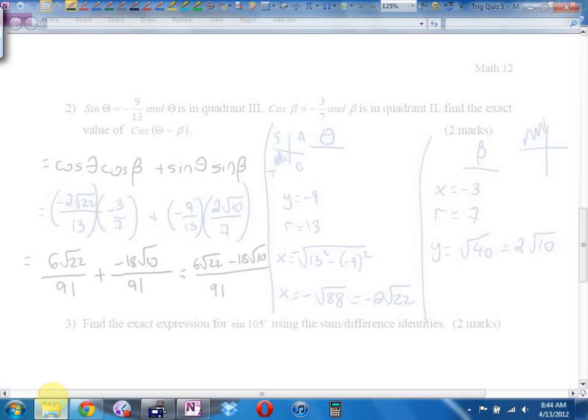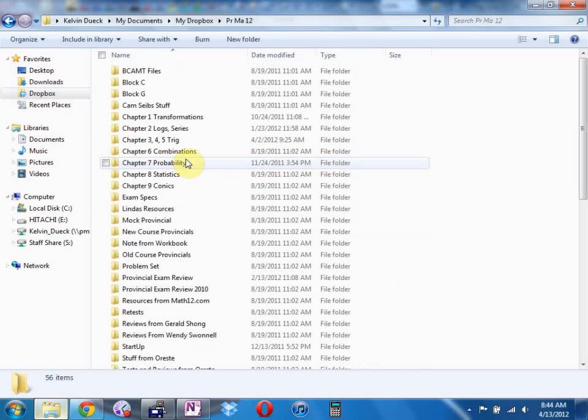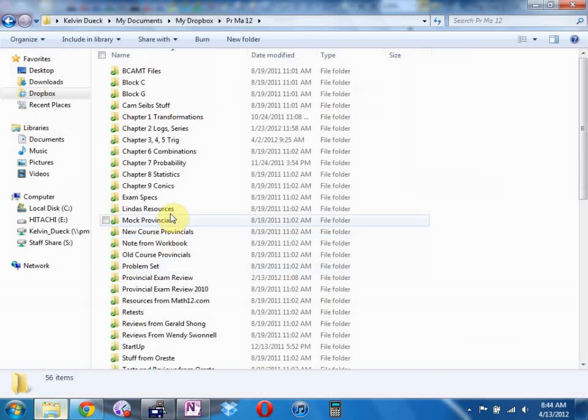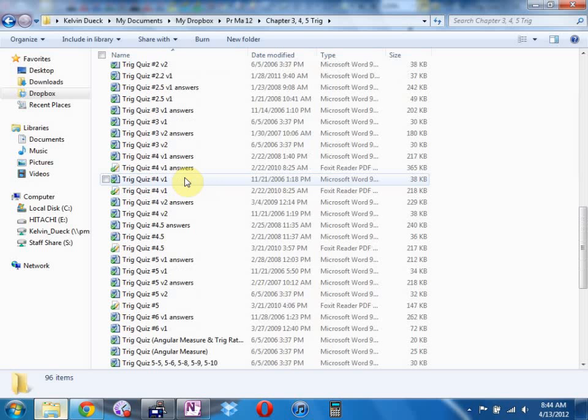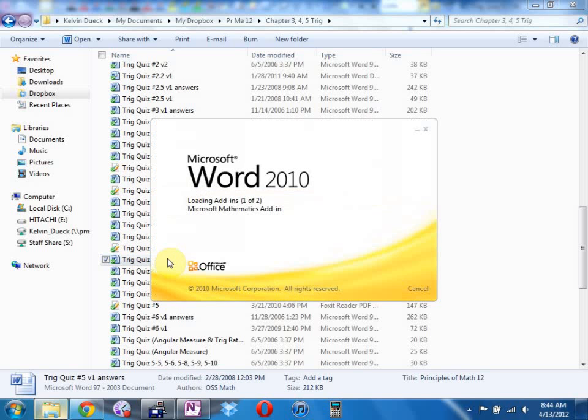Now, before you start yapping at me, how did I give out part marks? Am I right? Is that what the answer is, or did I make a mistake? It didn't sound familiar to me, but maybe I used a different version of the quiz this year. Which version did I give out this year? Quiz version number 1? Trig quiz 5, version 1 answers. How did I give out part marks? Let's find out. Come on, computer. Slowly load.